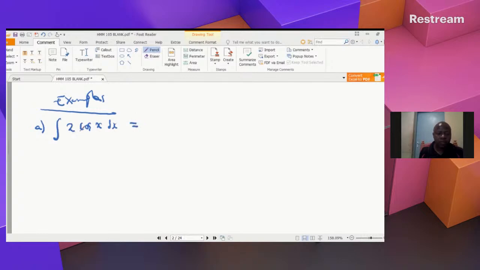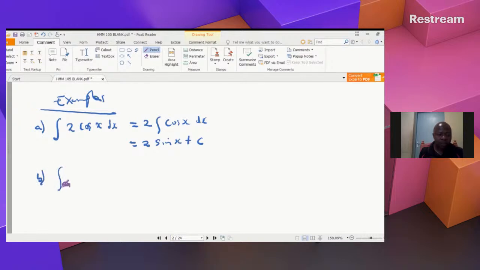So this would be very easy. If I take the constant outside, I know what the integral of cos of x is. We've already said in our formulas that this is sine of x. So this means 2 sine of x plus constant of integration. Now let's make it a bit harder and see.